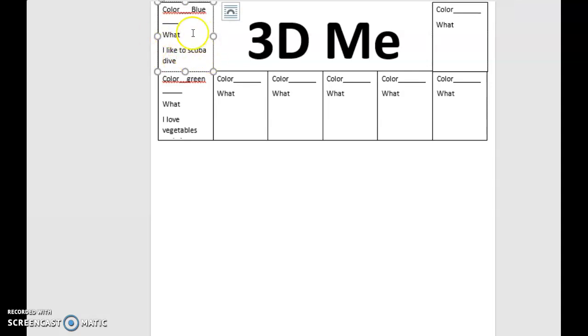Oh my goodness, there's 1, 2, 3, 4, 5, 6, 7, 8 facts about each of us. The first one I did for me is I like to scuba dive. I chose the color blue for that. We're going to use red, orange, yellow, green, blue, or purple. Now there's 8 facts, but there's only 6 colors. That means some of your facts will have the same color.